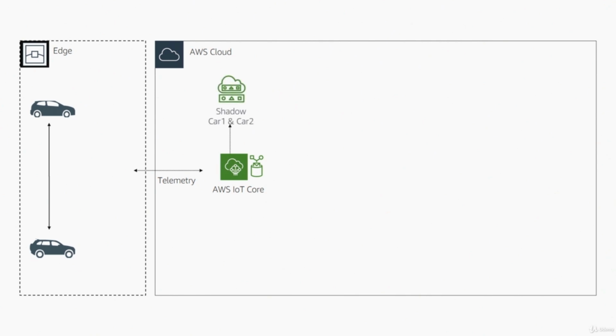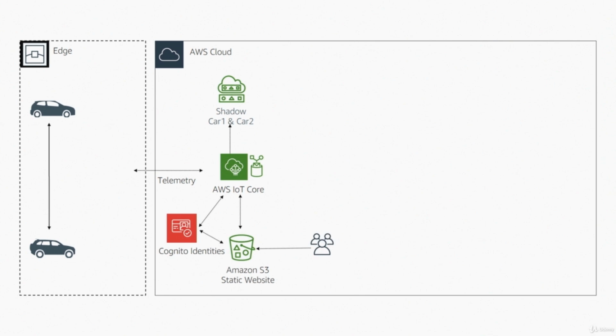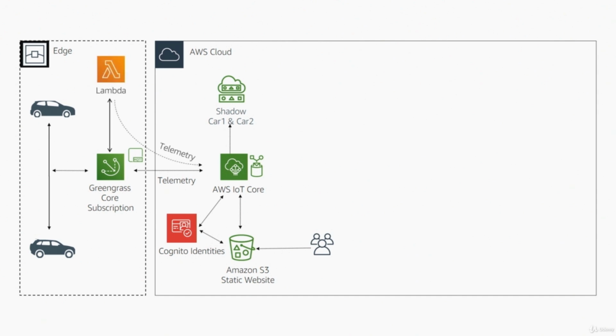Once you are happy with it, you will move on to another exercise where you will play with the shadow capability of the cars. And then you will also build a static website which will use cognitive identities to talk to the AWS IoT Core, and you will be able to change the settings of the car. And then we'll introduce you to Greengrass, the local edge computing part, which is super exciting, where you will configure all the different subscriptions so the cars can talk to each other and also to the cloud.